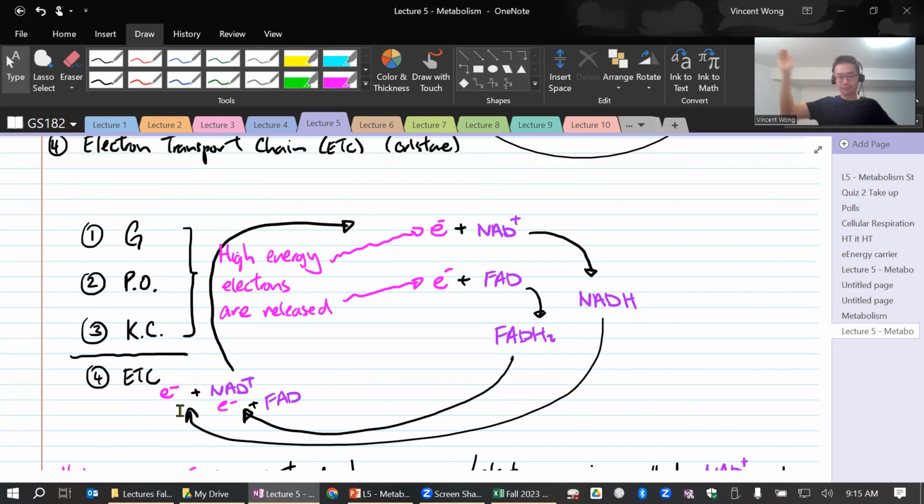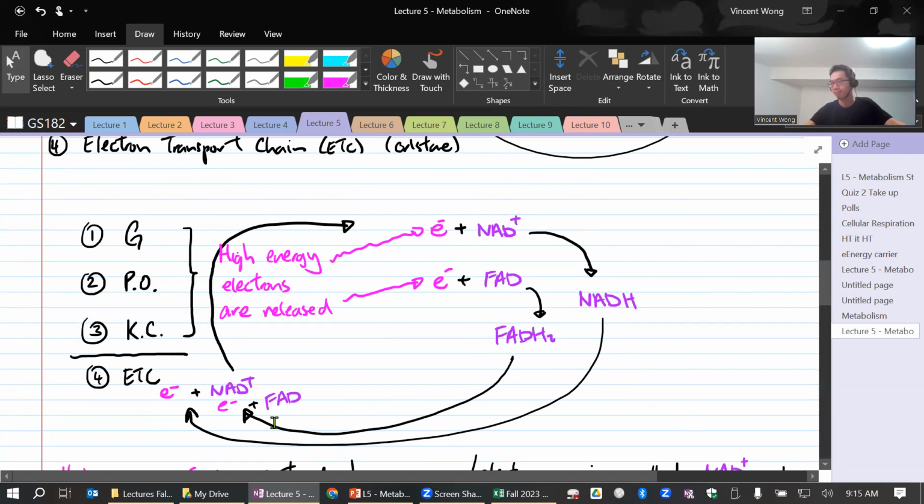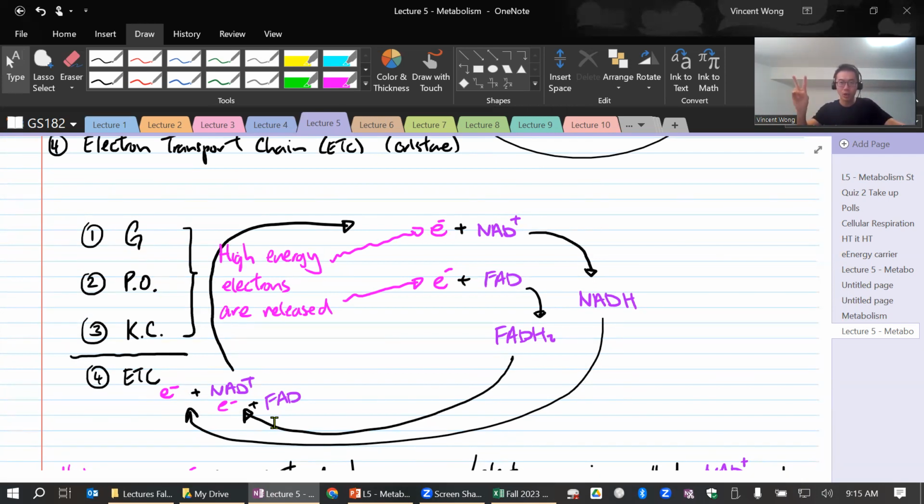3 is correct. Well done. And then the electron that got off from FADH2, we're going to use it to make ATP now in oxidative phosphorylation. Only 2 this time. Still good. Not as good as the other stuff, but still has energy.